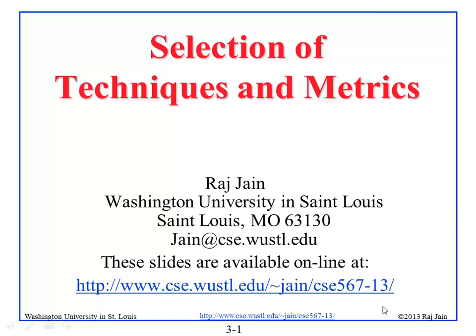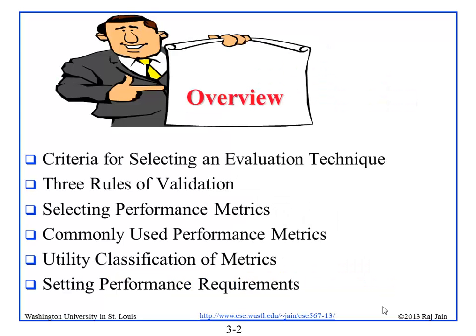Okay, so now we'll tell you how to select the technique. And there are 6 parts. First, how to select the technique. Then we talk about 3 rules of validation and selecting the performance metric. Then after technique, we go into the metrics, and then we talk about some common metrics and so on and so forth.